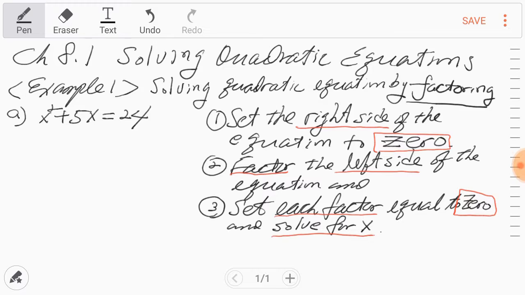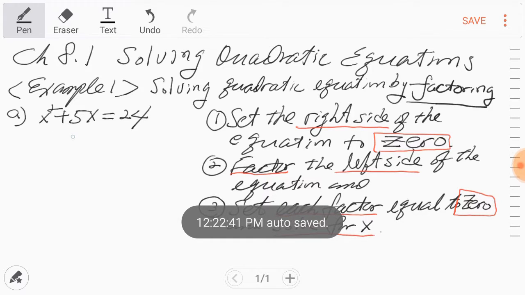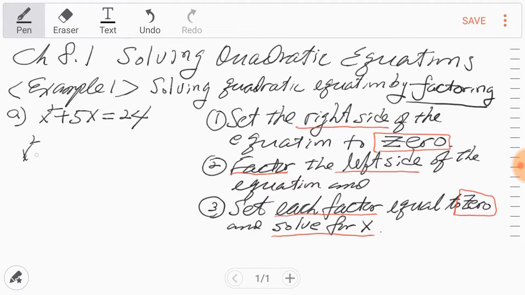Then how do we solve this equation? Okay, there are three steps we need to follow. The first step is to set the right side of the equation to 0. Since we have 24, let's move 24 to the left-hand side. Then we can subtract 24 from both sides: x squared plus 25x minus 24 is equal to 0.